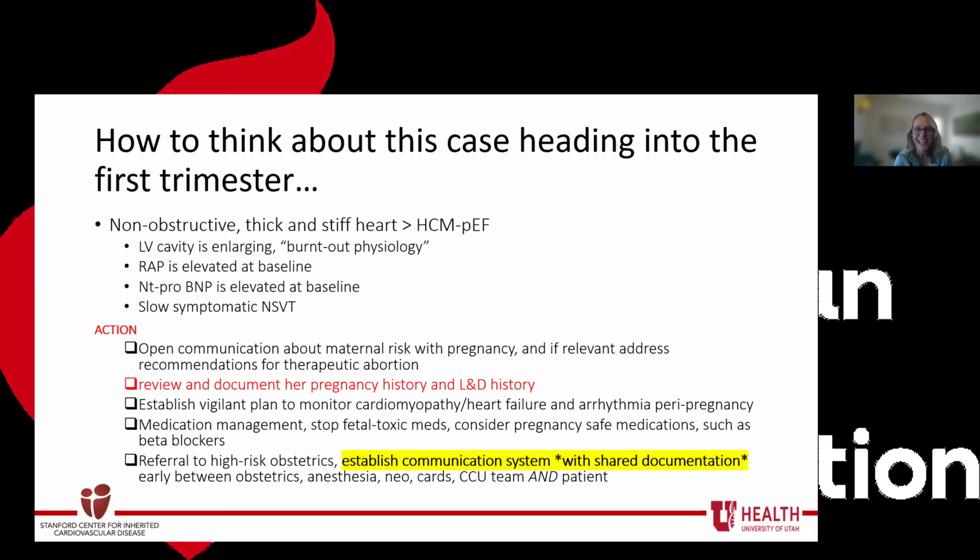So how do we think about this case heading into the first trimester? Again, she's non-obstructive. Her heart is thick and stiff. Kind of think of her as an HCM pEF or an HCM with mildly reduced EF. Her LV cavity is enlarging. She has a little bit of this burnt out physiology, but still stiff with a high right atrial pressure and a chronically elevated NT-proBNP. And then on top of that, you don't forget about the fact that she's had that slow symptomatic non-sustained VT that did correlate to symptoms during her last pregnancy and was not captured on her device.